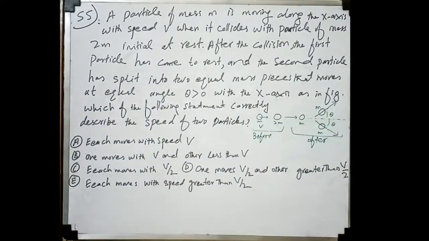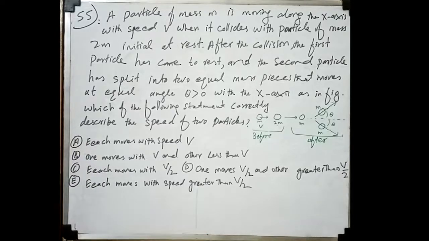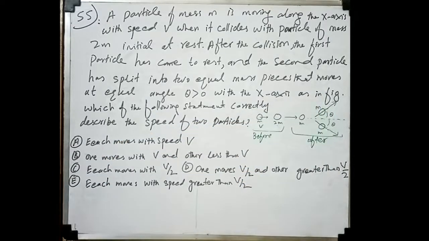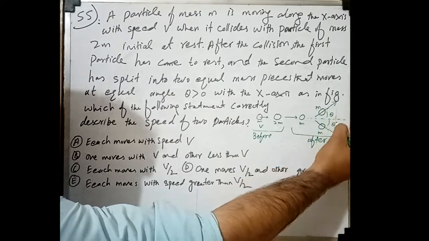Now as the particle splits into two pieces, the energy is not conserved in this system but momentum is conserved in every case. So we have to use momentum conservation. Because after splitting the particles move making some angle with the x-axis, there will be two components of momentum, an x component and a y component. We will split the momentum of these two masses m into two components.